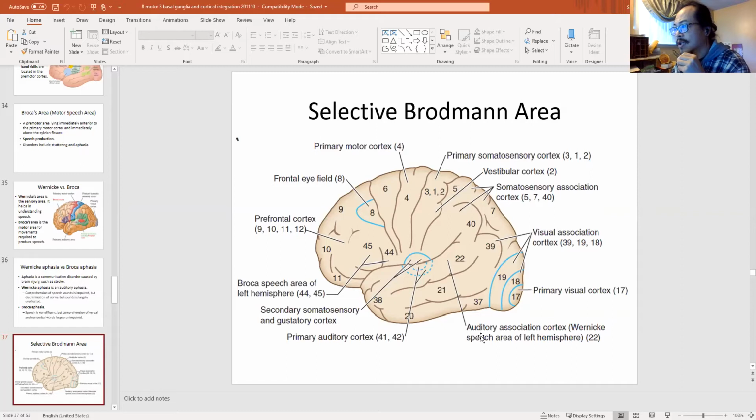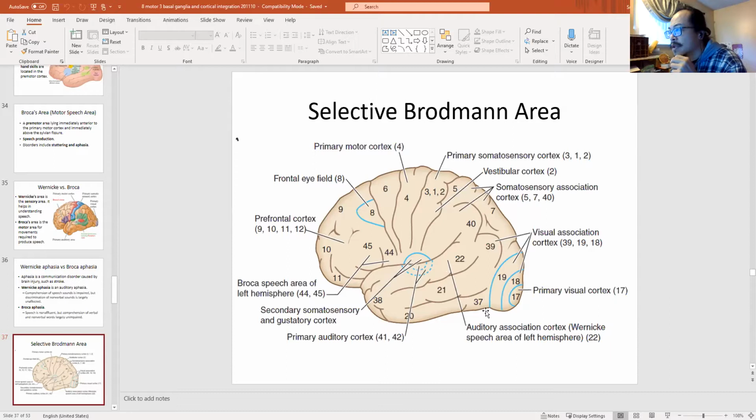This is the auditory association cortex. This is very near the primary auditory cortex. It's a relatively small area, but we do have a lot of association regions to allow us to understand when you hear something, right? When you hear speech, when you hear words, these are the regions that process that information.